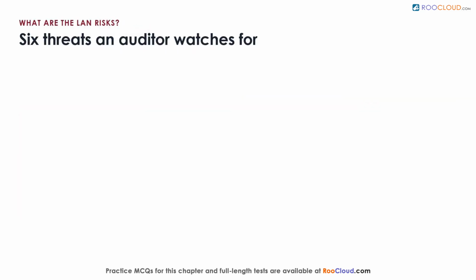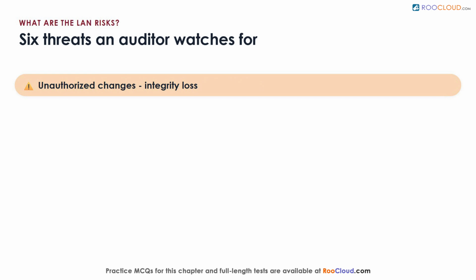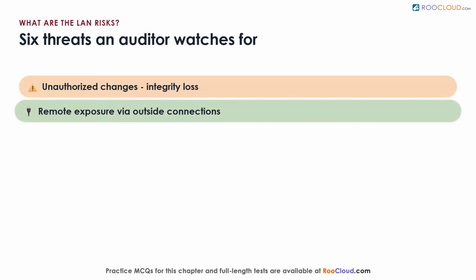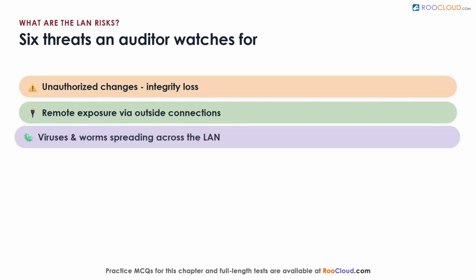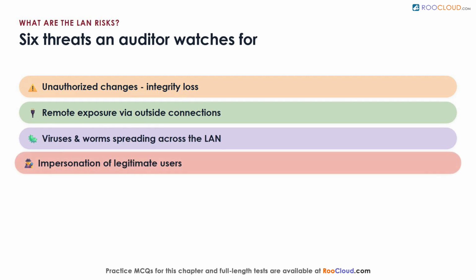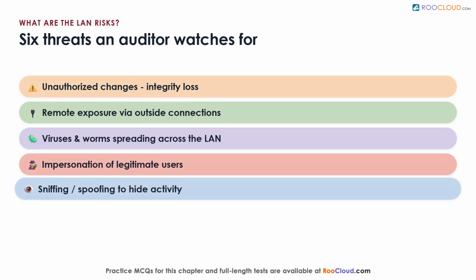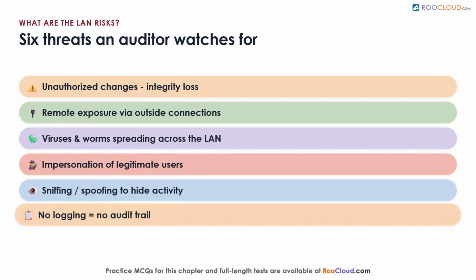So what risks come with a local network? Quite a few. Unauthorized changes can damage data and program integrity. Remote connections can expose the network to outsiders. Viruses and worms can spread across it. An attacker might impersonate a legitimate user. Insiders can sniff traffic for useful details or spoof an address to hide. And without proper logging, none of it leaves a trail.